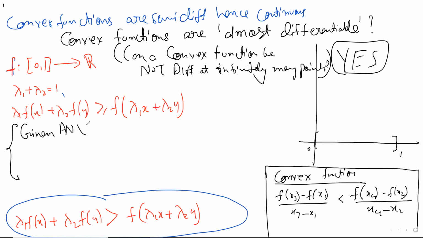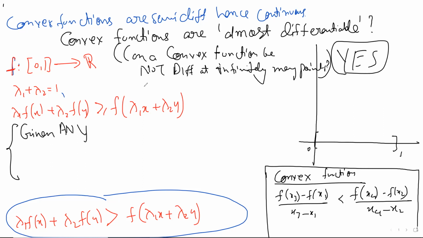There are several levels of many or almost, right? Finite is obviously not almost. But not finite is certainly almost. Not differentiable at infinitely many points: this is what we have said till now. So we have proved that a convex function is not necessarily differentiable at infinitely many points.